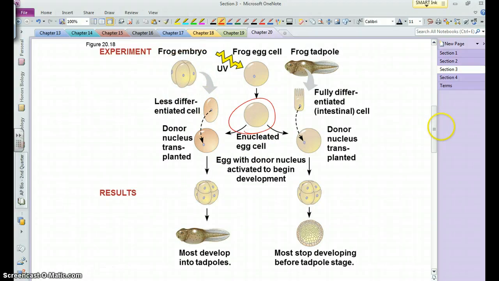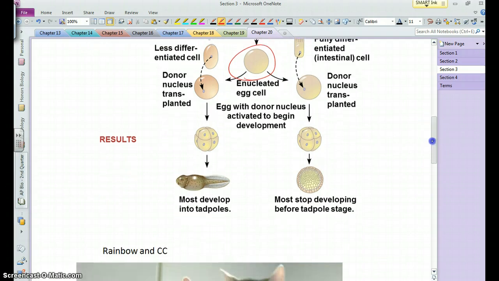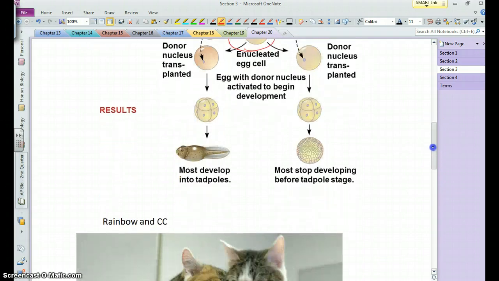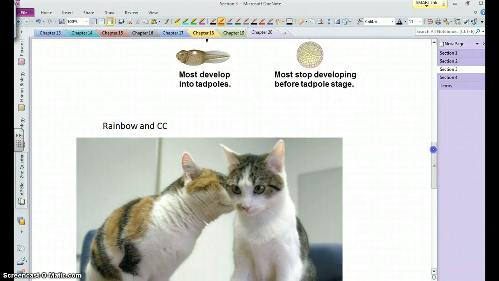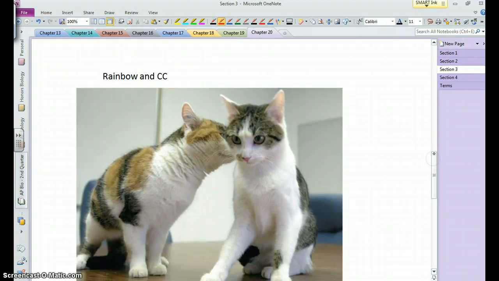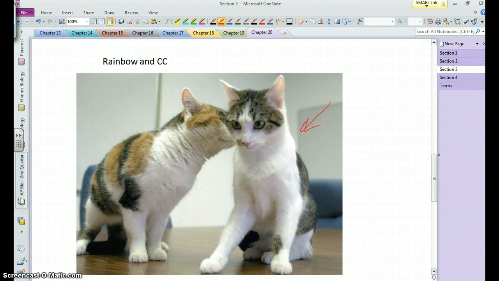So nuclear transplantation is the common way that it's done in animals. And this is how they've created some cloned mammals. Dolly the sheep you've probably heard of, and here's Cece, a cloned cat, which is a clone of Rainbow.